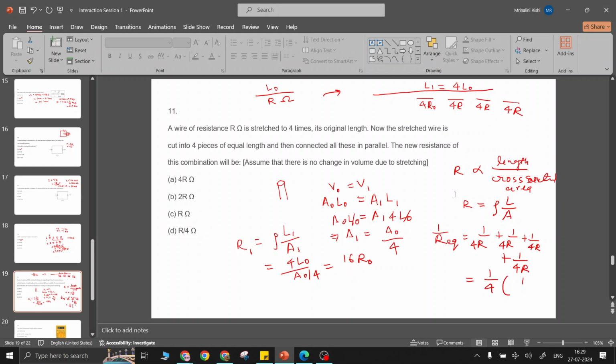4R. What exactly is 4R? The new resistance. How did you calculate? In parallel, if you combine two elements of the same resistance, it will become half. So we have 4 of the same resistance, and it will become a quarter. Like that.